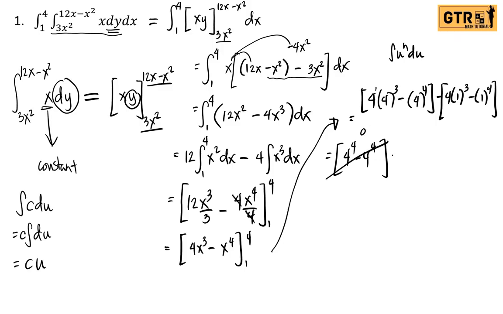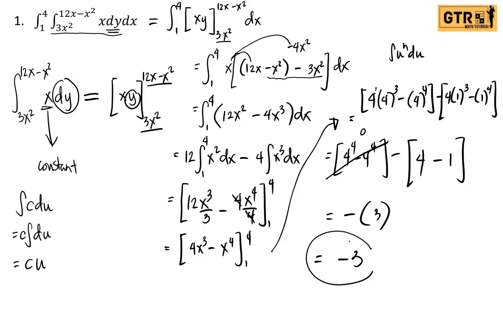So this will be 0 minus 4 times 1 cubed, that is 1 times 4. So we have 4 minus 1 to the fourth. So it's still 1. Therefore, the final answer is negative 4 minus 1. So that is equal to 3. So final answer is equal to negative 3.